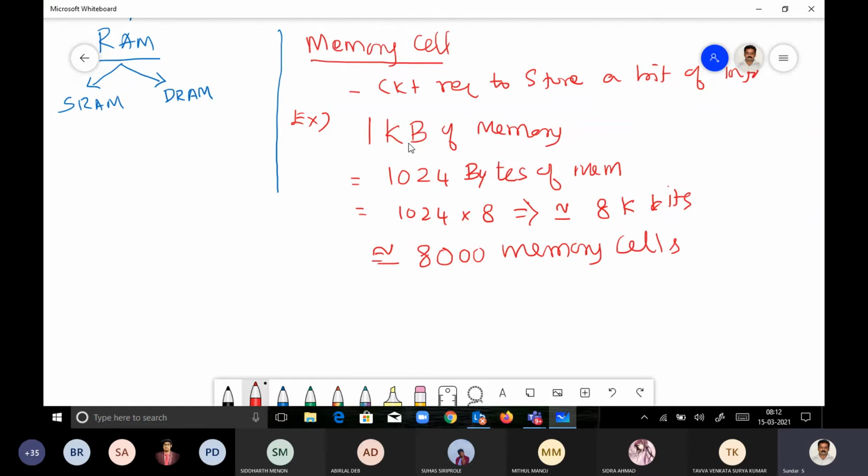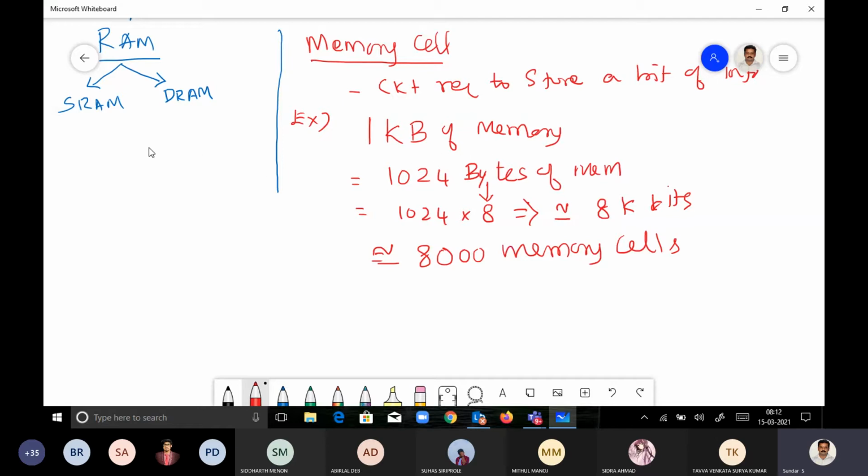I repeat again: for 1 kilobyte of memory, we are going to calculate how many memory cells there are. 1 kilobyte of memory can be written as 1024 bytes of memory, which is nothing but 1024 into 8, since a byte refers to 8 bits. Our intention is to find out how many bits there are. So 1024 into 8 is approximately 8,000 bits. It means there are 8,000 memory cells in 1 kilobyte of memory.